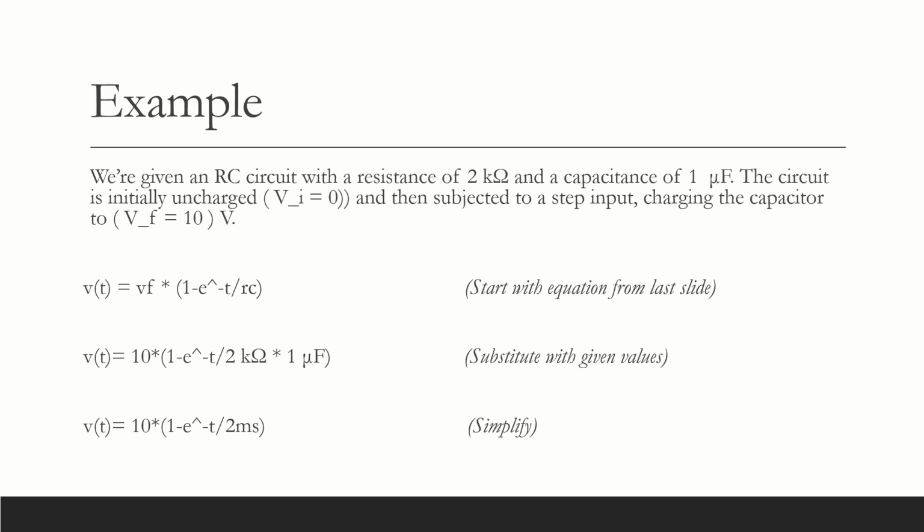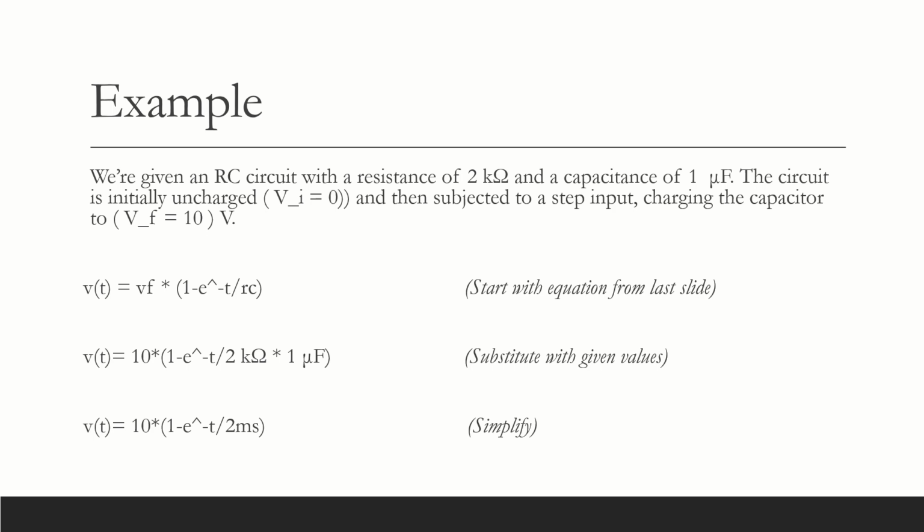So here's an example problem. We're given an RC circuit with a resistance of 2 kilo ohms and a capacitance of 1 microfarad. The circuit is initially uncharged, so VI equals 0, and then subjected to a step input, charging the capacitor to VF equals 10 volts. First we start with the equation from the last slide. I'm using the simplified one, so V(t) equals VF times 1 minus e to the power of negative t over RC, or tau.